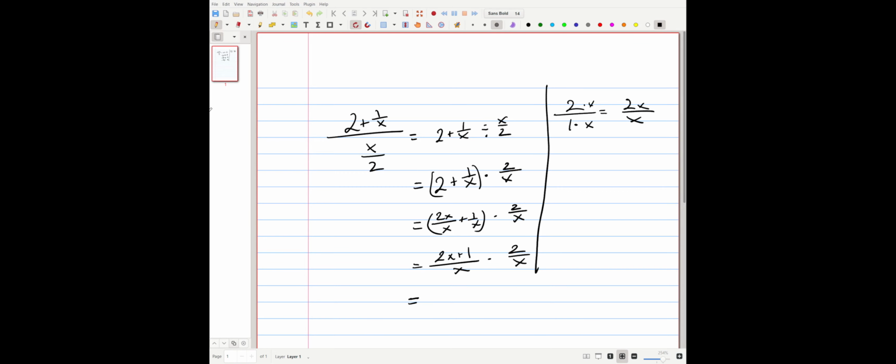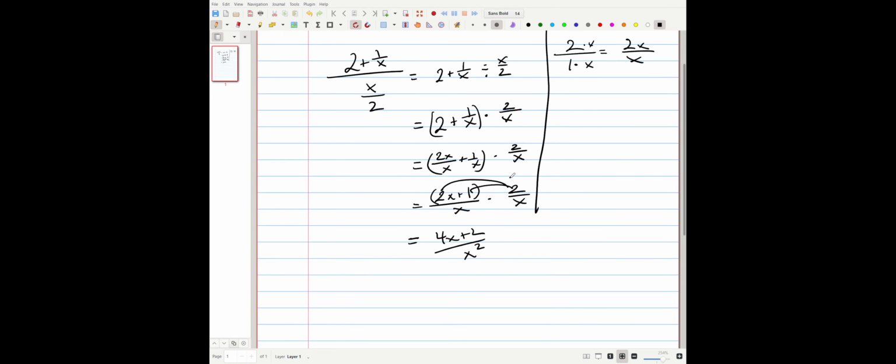And since these are just multiplying fractions, we can just multiply top to top, bottom to bottom. 2 times 2x is 4x. Right, this is the rainbow method. 2 times 1 is 2. And then x times x is x squared. All right, and that's simplifying this rational expression. So it essentially works the same way as we do with fractions, but just involves variables.